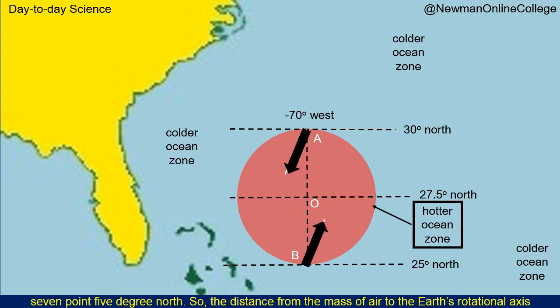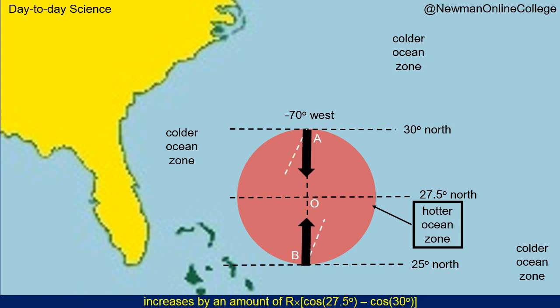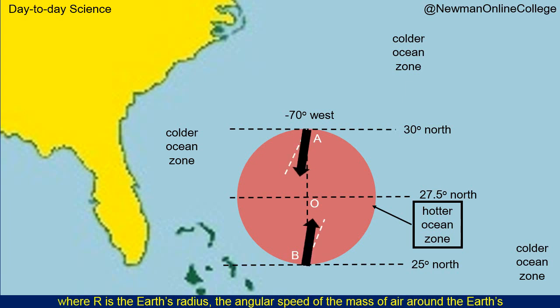So, the distance from the mass of air to the Earth's rotational axis increases by an amount of r times cosine of 27.5 degrees minus cosine of 30 degrees, where r is the Earth's radius. The angular speed of the mass of air around the Earth's rotational axis reduces, so the flow of the air is therefore shifted to the west of the line segment AO.